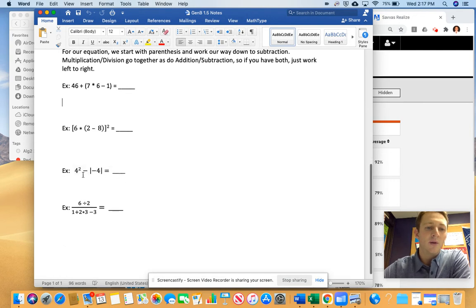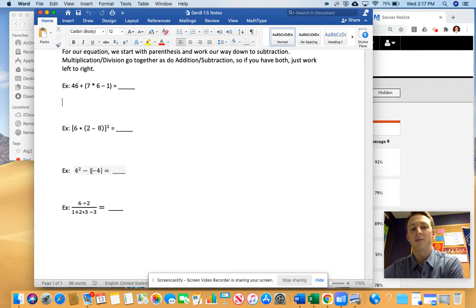So we have 2 more. We have 4 squared minus the absolute value of -4. If you remember from the start of chapter 1, the absolute value makes whatever number is inside of it a positive number. So the absolute value of -4 is +4. So we have 4 squared minus 4. 4 squared is 16, because we have to do the exponent first. So we have 16 minus 4, which is 12.